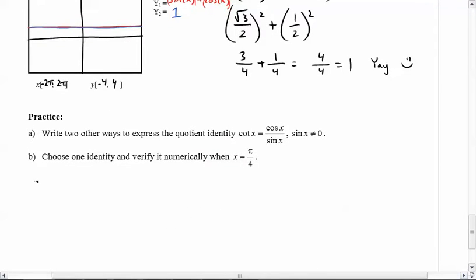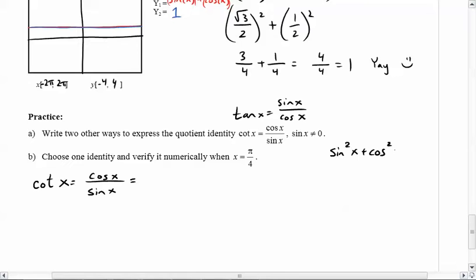Now, another way to write cotangent x is cosine x divided by sine x, because cotangent is just the opposite of tangent. So we saw that tangent was sine over cosine. So cotangent is the reciprocal, cosine over sine. Now if we want to, we can use some of the formulas from above to write this in different ways. For example, if I wanted to write my equation using only sines, I could use the fact that sine squared x plus cosine squared x equals 1.